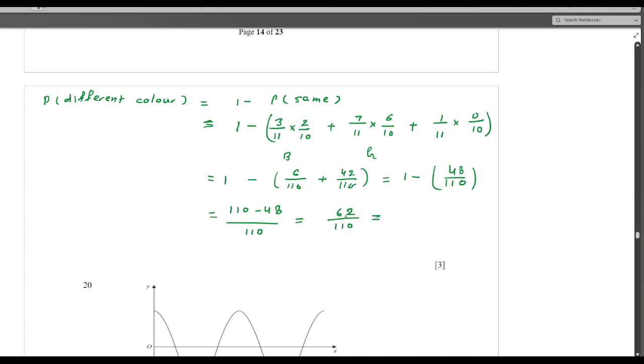Now you can divide them by 2, so it's 31 divided by 2 fives are 10, 2 fives are 10, so it is 31 divided by 55. 31 divided by 55 is the possibility of getting different colors.